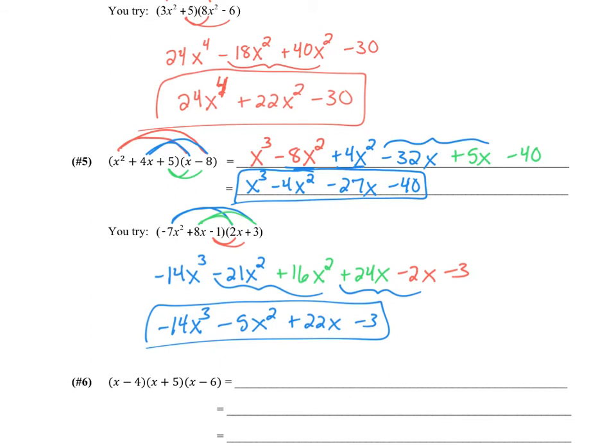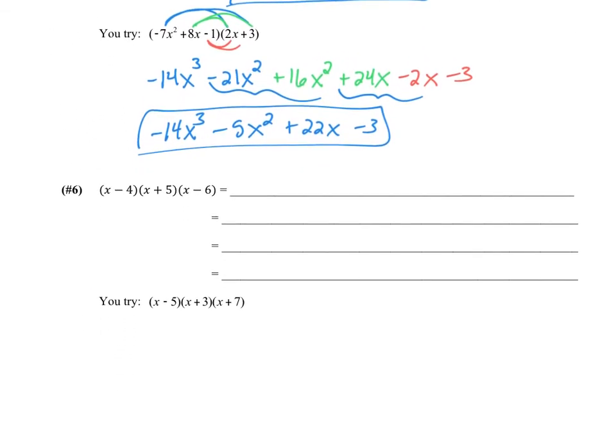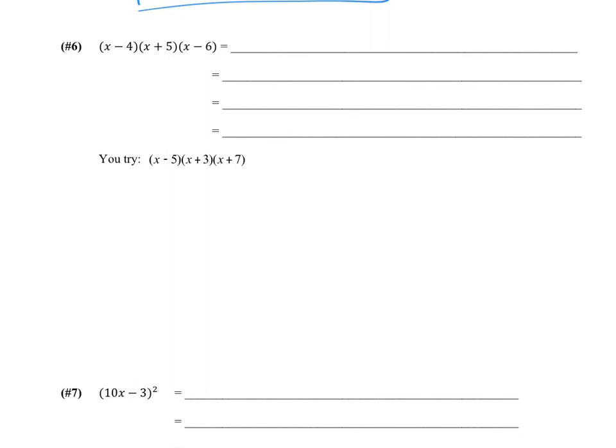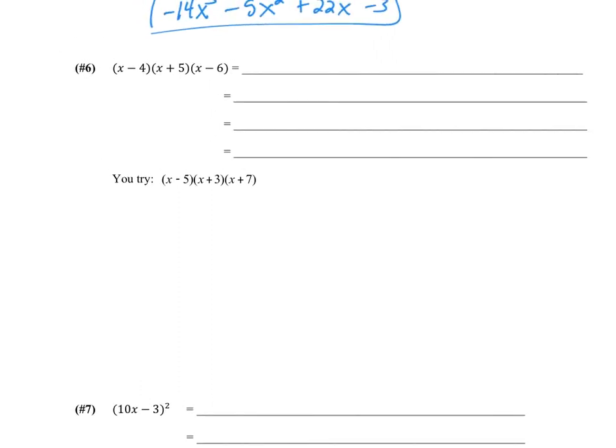So that's what we get when we multiply a trinomial times a binomial. The next type of multiplication has 3 sets of parentheses. So we have x minus 4 times x plus 5 times x minus 6. So in this one, you pick 2 of the parentheses and multiply them. So I'm going to start with the first 2.